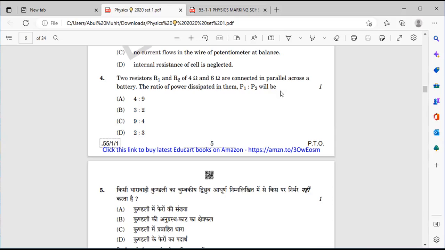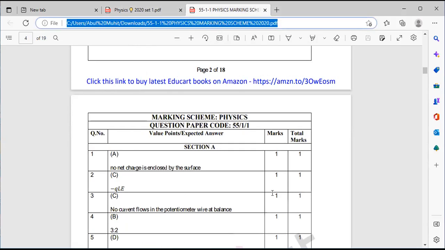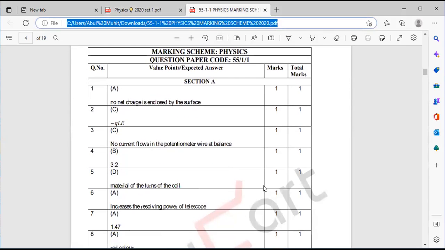So P1 by P2 is equal to R2 by R1. R2 is 6, R1 is 4. Answer is 3 by 2, or 3 is to 2. That is the answer, option B. 3 is to 2. Okay.